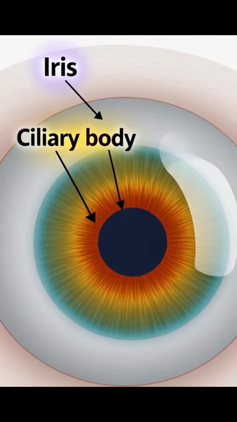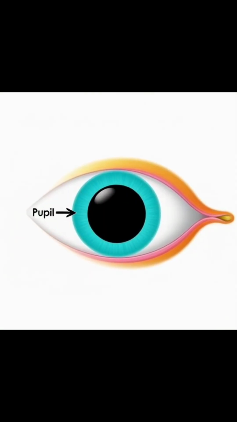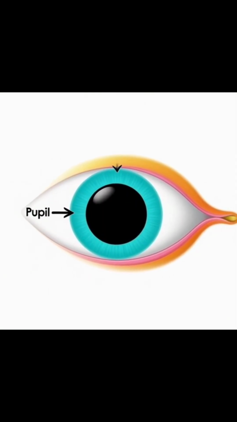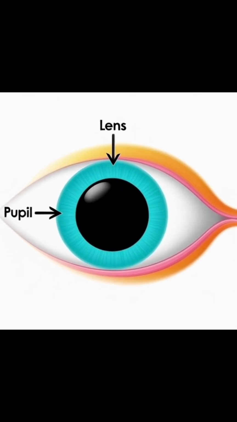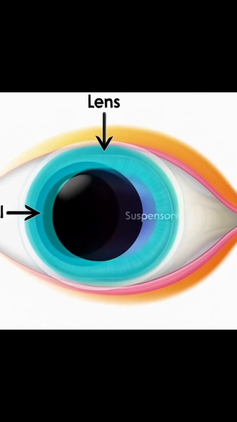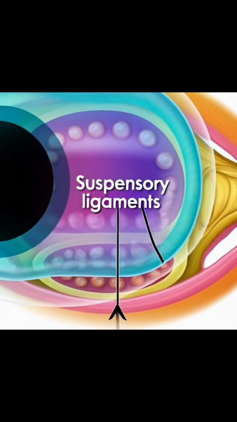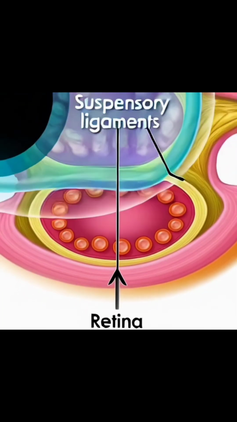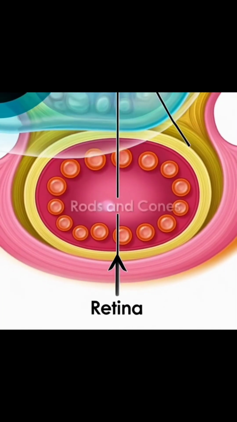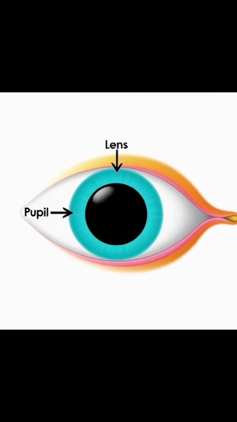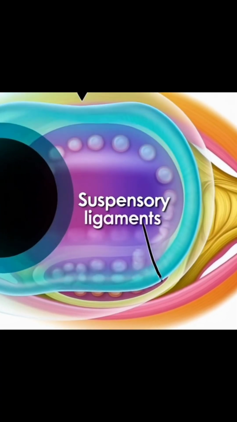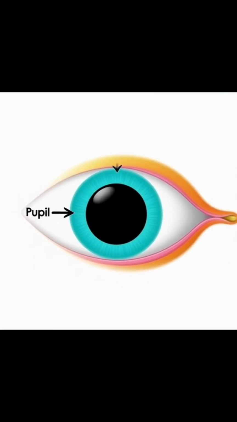The colored portion of the choroid in the anterior center is called iris. In the center of the iris, the pupil is present, which controls the amount of light entering the eye. Behind the pupil, a lens is present which focuses images from different distances on the retina. A lens is held by suspensory ligaments, which are attached to the ciliary body.